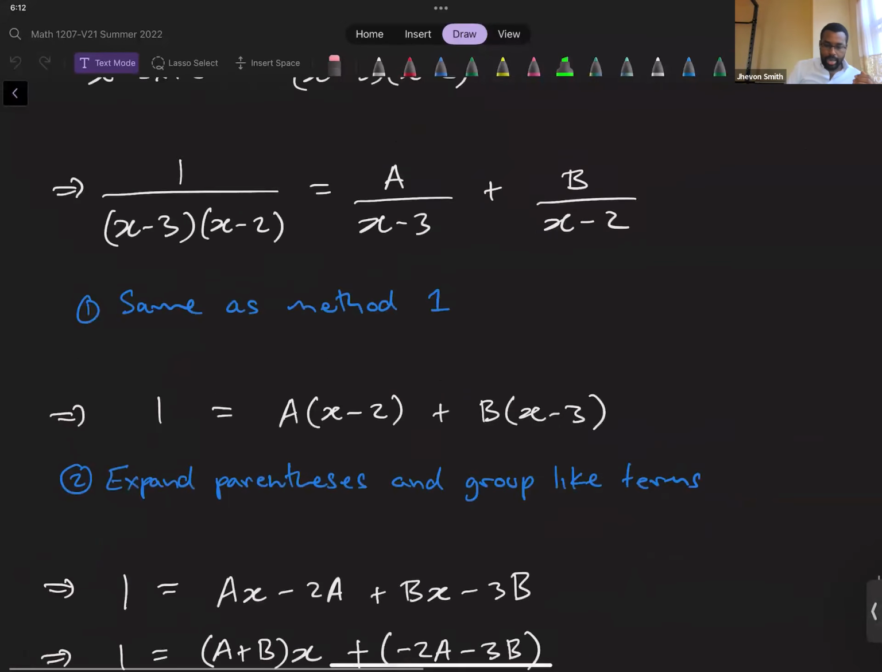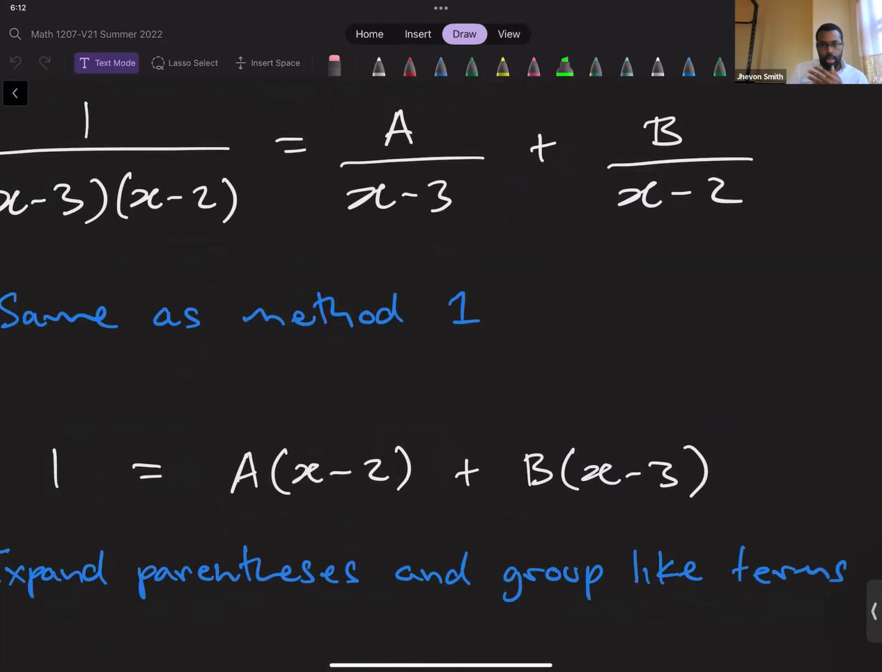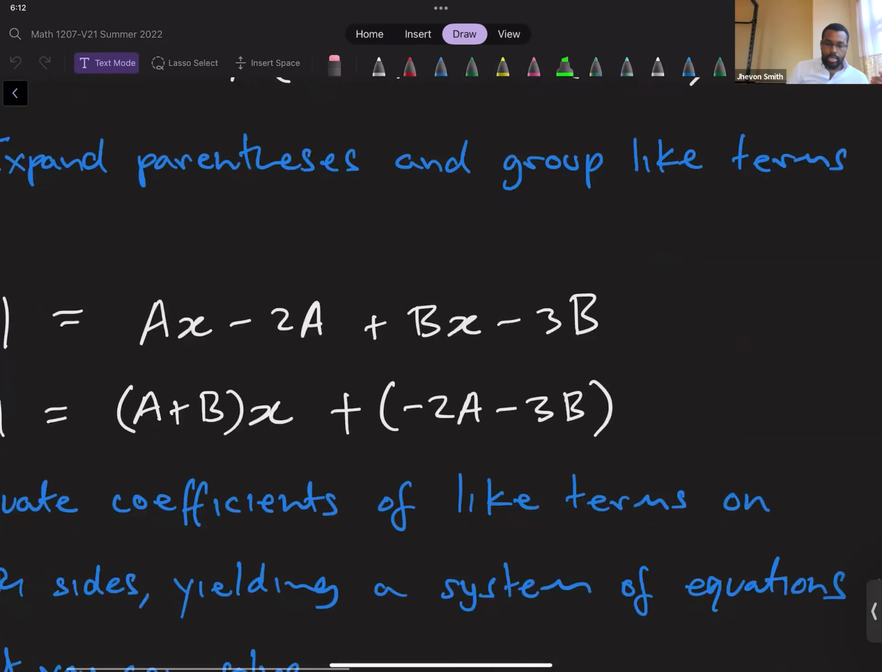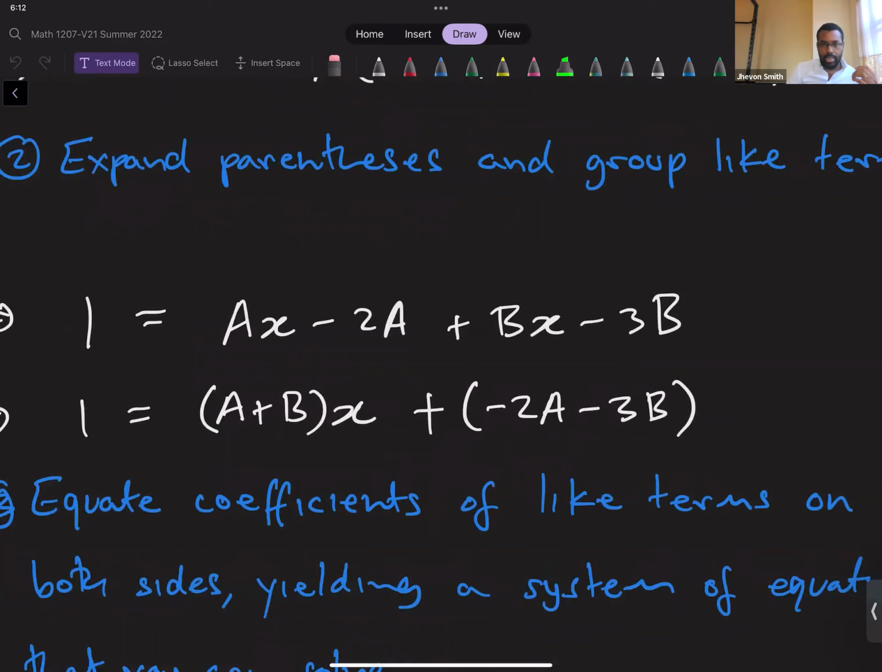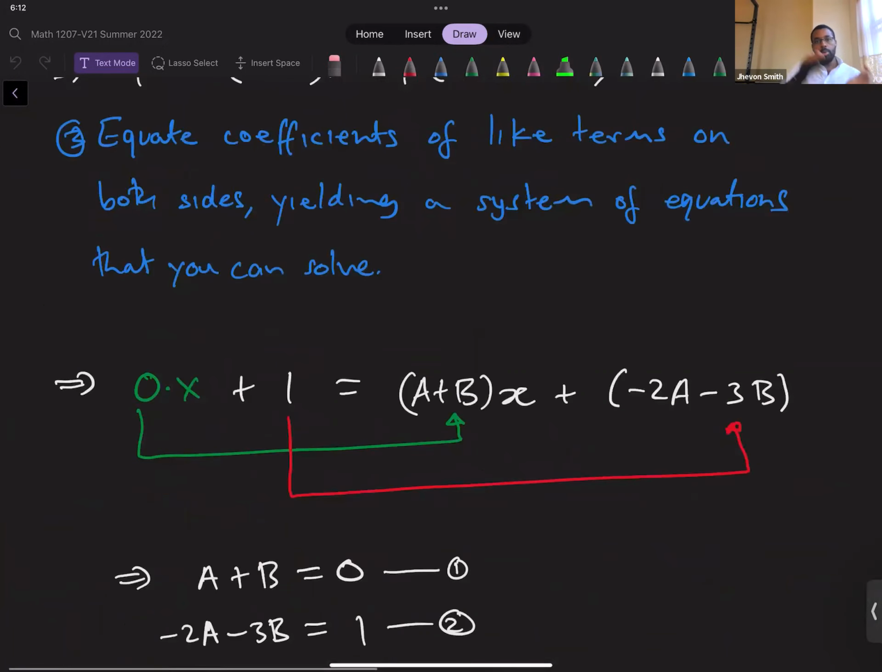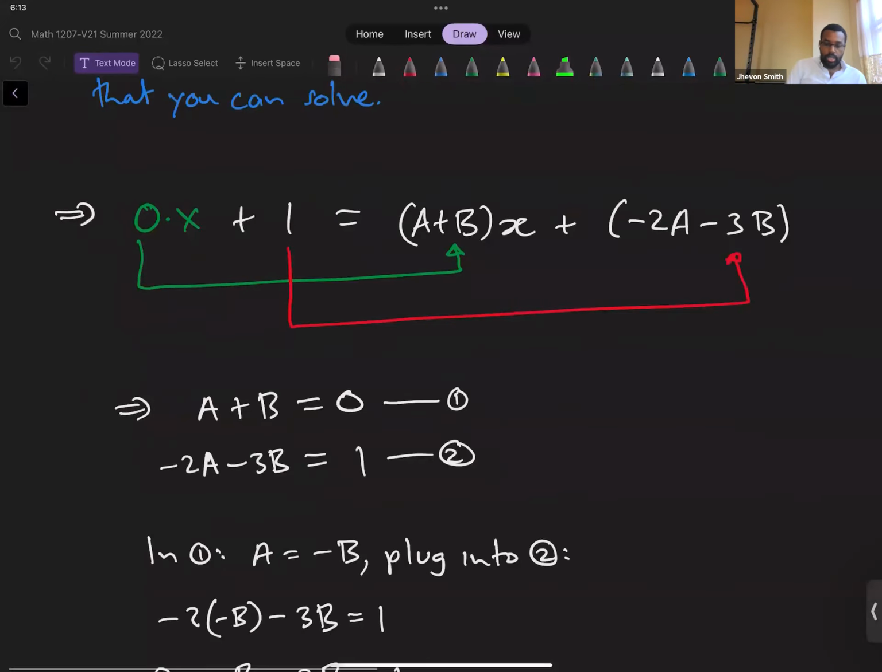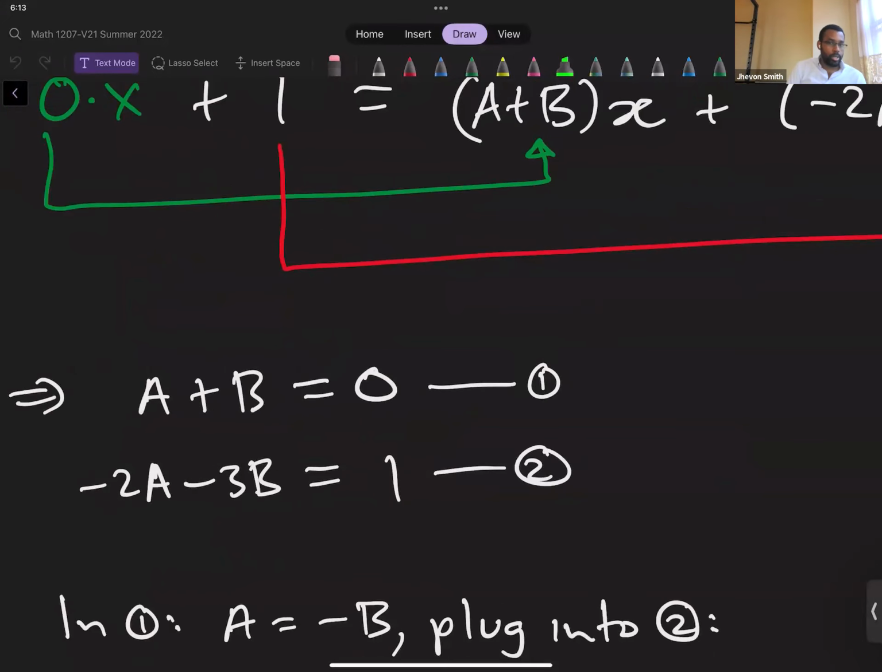The second method, again, you start off the same way. You clear the denominators, but instead of plugging in convenient x values right away, you multiply everybody out and group like terms, and then you equate the coefficients on both sides. The number of each kind of like term needs to be the same on both sides because it's an equation. The same number of x's on one side has to be the same as the other side. The constant value on one side has to be the same as the other side. The quadratic values have to be the same as the other side, etc. And so you can set up, equating coefficients, to get a system of equations.